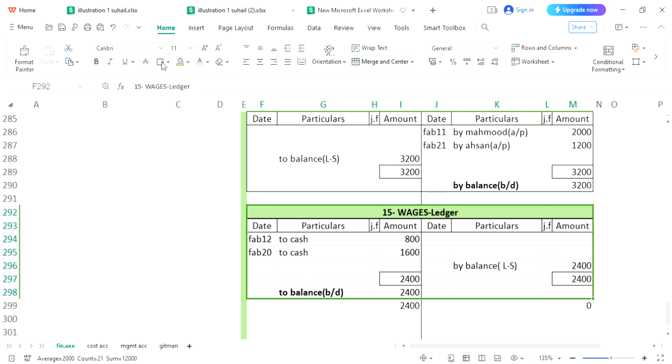We can mark it as a completed ledger by putting a line after balance brought down. These sums were calculated just for reference, and now they are not needed to be written over here. You can erase them. So the ledger of wages is completed.